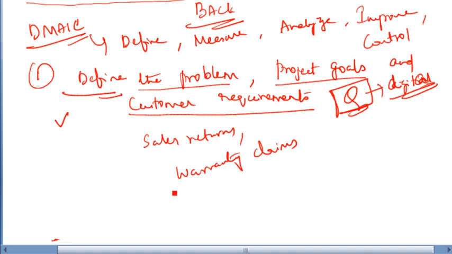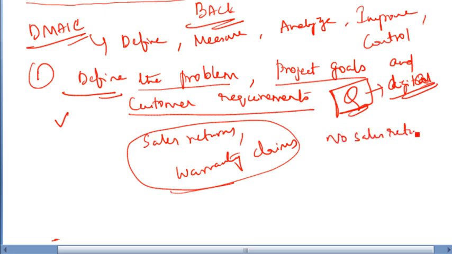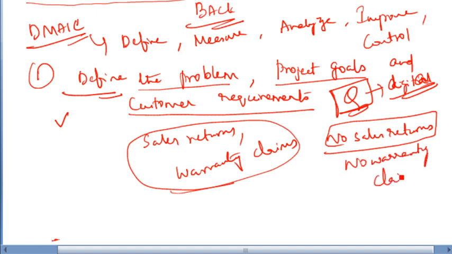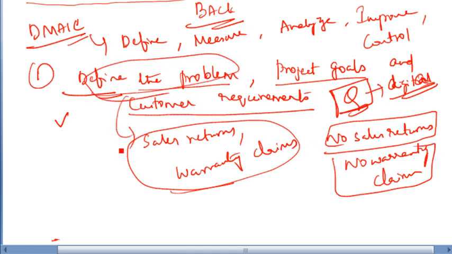On the contrary, this is what is happening in your company. But the competitors have absolutely no sales returns. So what you need to understand here is, on account of poor quality, you are having a lot of sales returns as well as warranty claims, whereas your competitors have no sales returns and no warranty claims. What is the basic problem here? Because in the first step you have to define the problem. I am defining the problem right now.